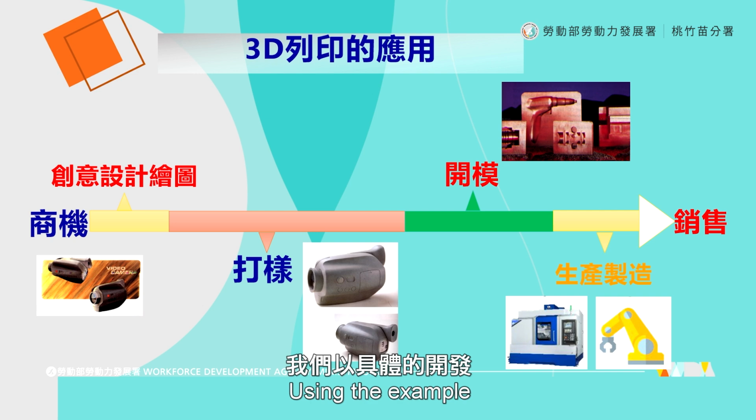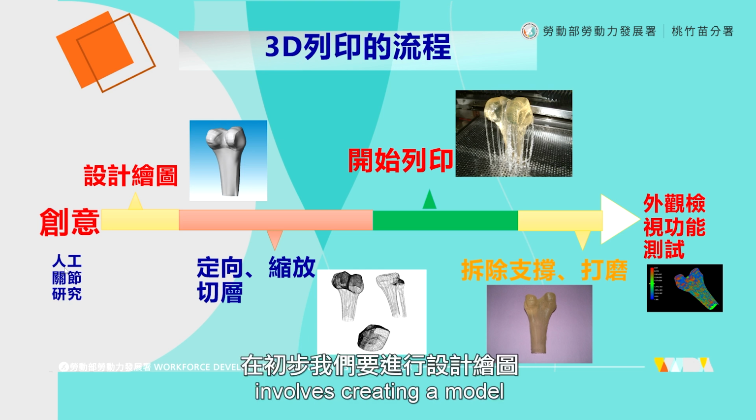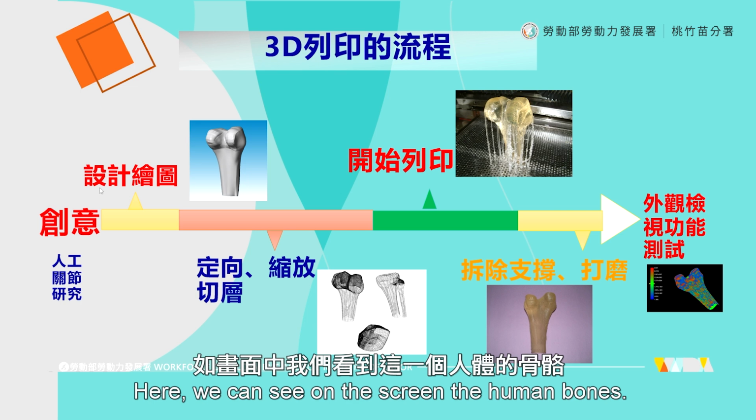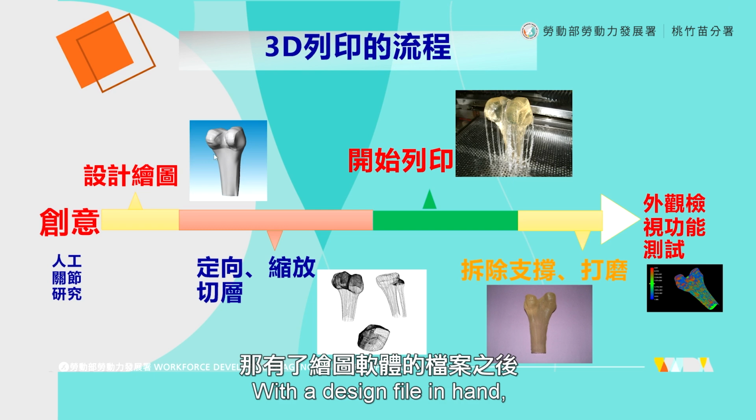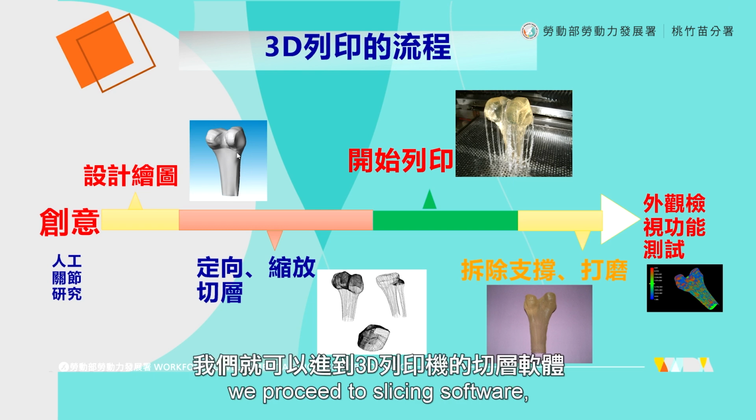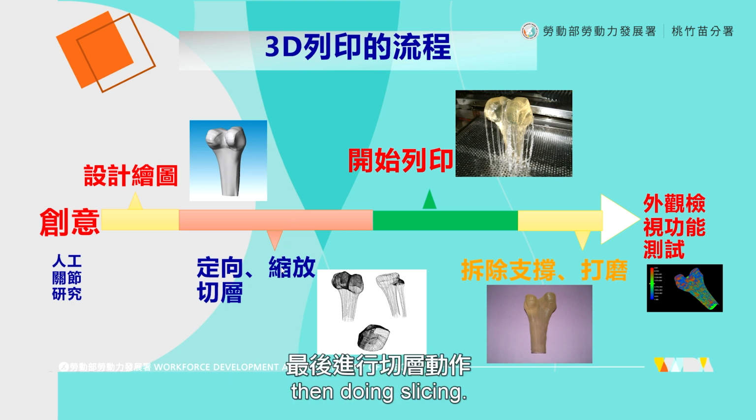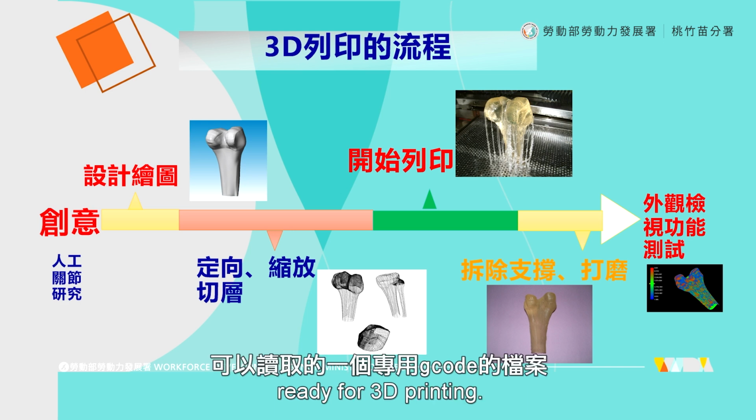Using the example of artificial joint development, the initial step involves creating a model in design software. Here we can see on the screen the human bones. With the design file in hand, we proceed to slicing software, orienting and scaling the model as needed, then doing slicing. The finalized file is saved as a readable G-code file ready for 3D printing.